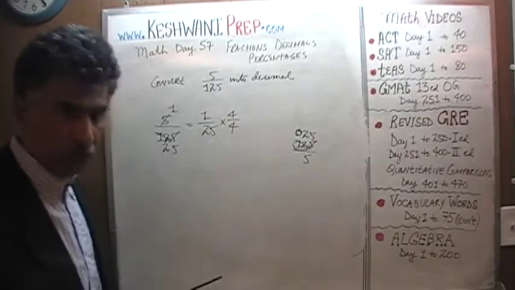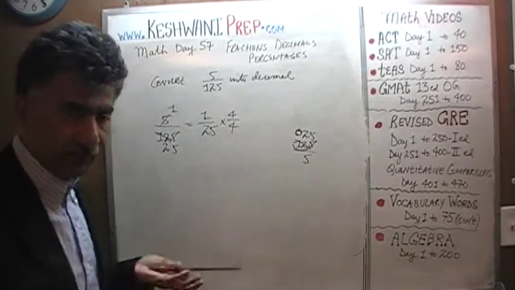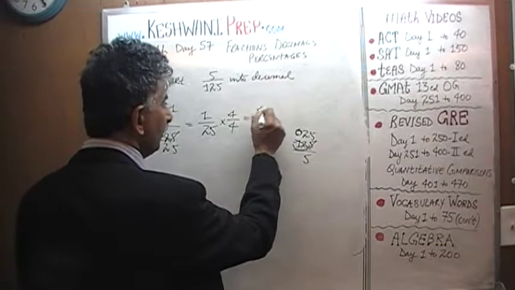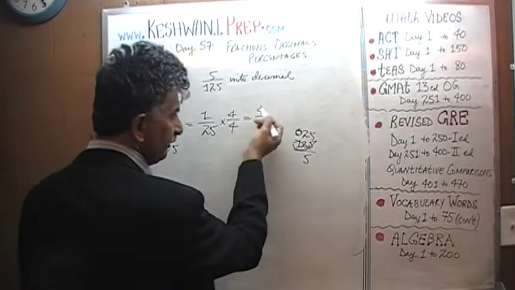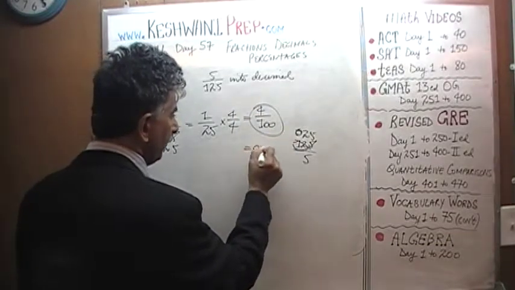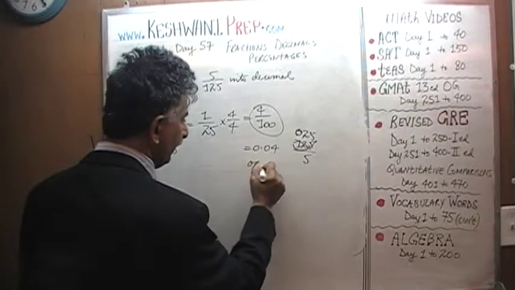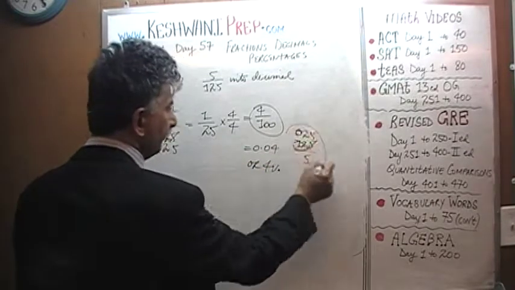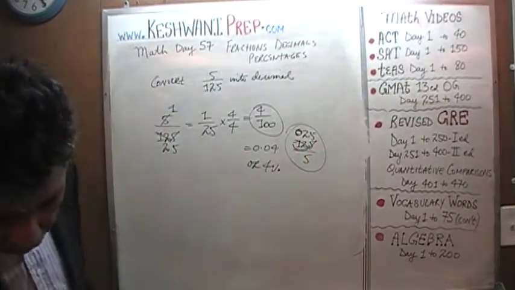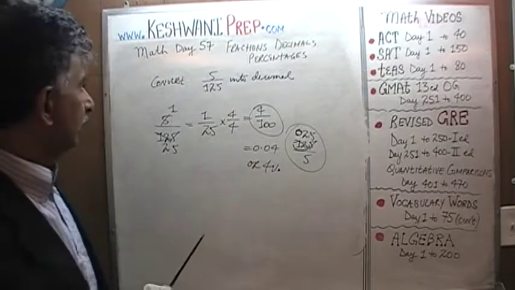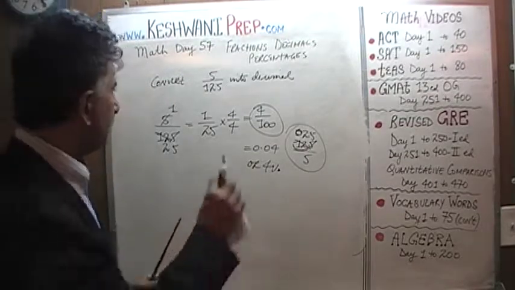It's 4 over 4 that we need, because 4 times 25 is going to give us our 100. So we end up with 4 over 100, and the rest is very simple. It's simply 0.04, or if you like, 4%. The answer is 4% or 0.04. Let's do one more, shall we? Next one, on your own.